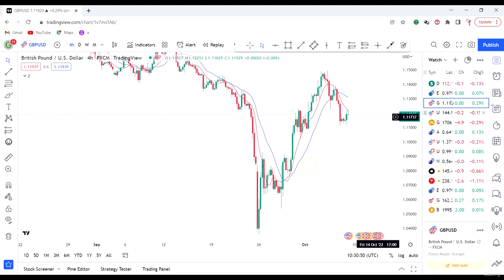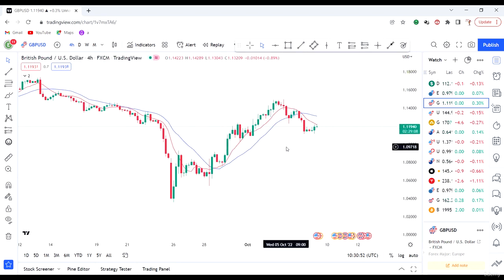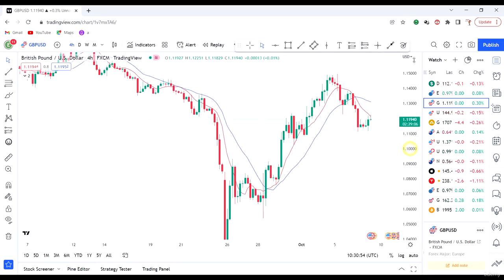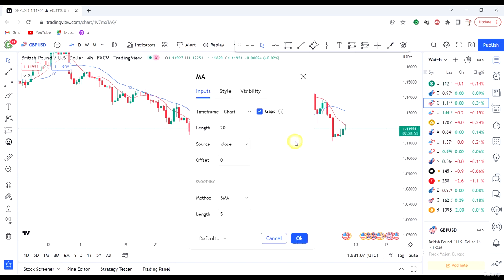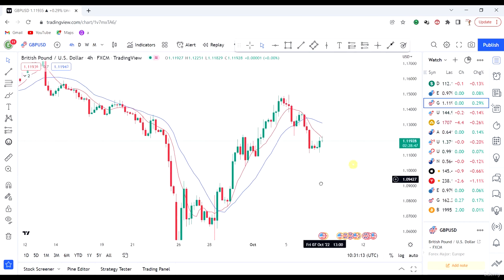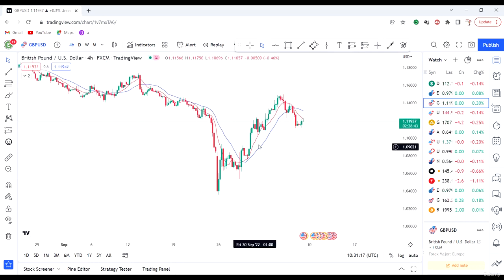So like I said before, shorter period indicators or shorter period moving averages tend to show the direction of the trend in a shorter time frame, or kind of in a shorter period. While the higher period moving averages tend to show the direction of the market in a higher period. So that's what they do.